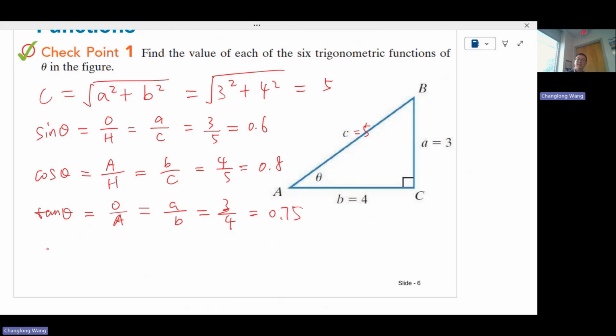Oh, anyway, that's cosine and secant, right? So that has to be Max, 1.6666.